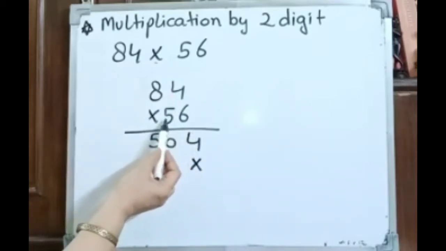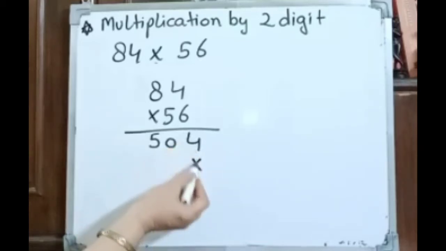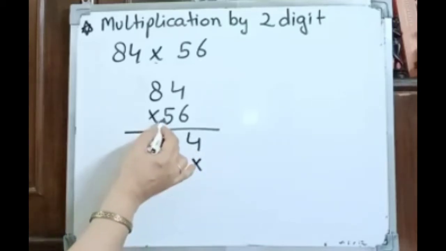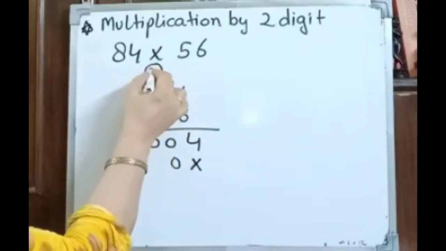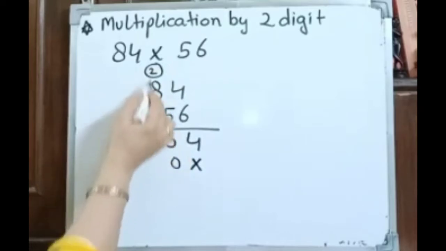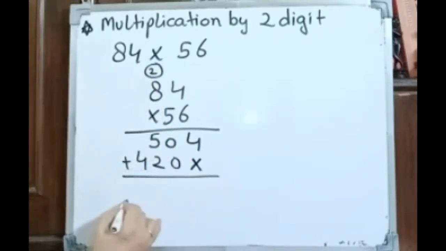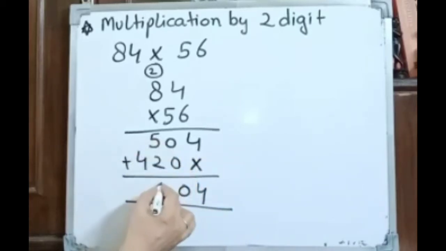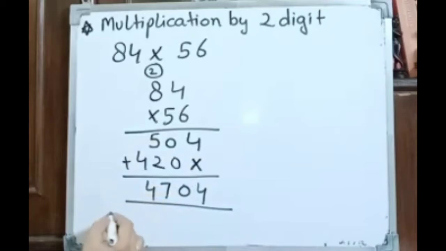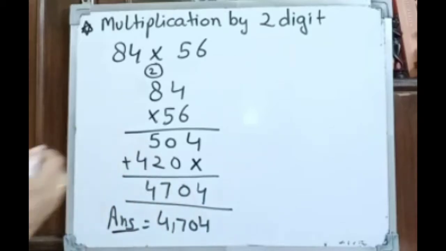As we are taking the number in the tens place, we have to put a cross or circle in the number of the ones place. Now we have 5 fours are 20. So here we have carry over 2. 5 eights are 40 and 2 is 42. So just add the numbers 4, 0, 5 plus 2, 7 and 4. So the answer is 4704.